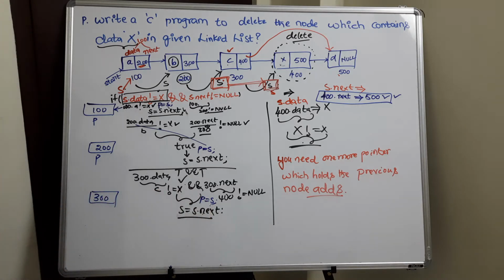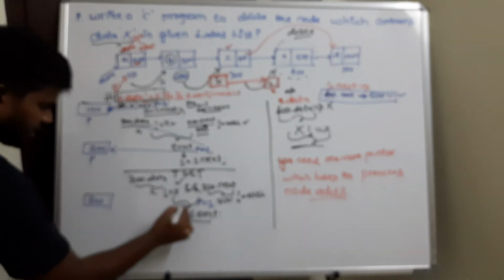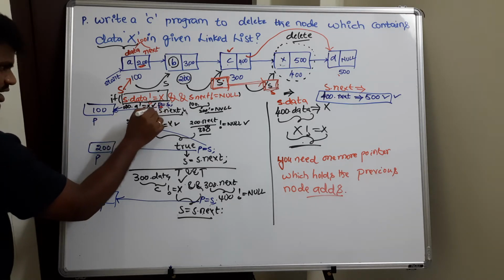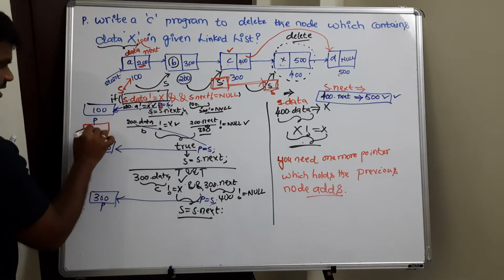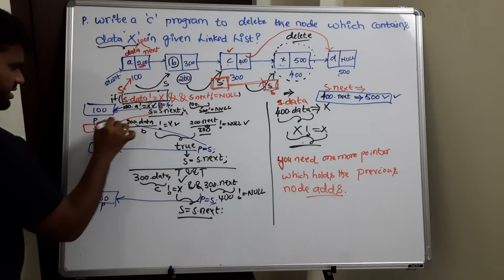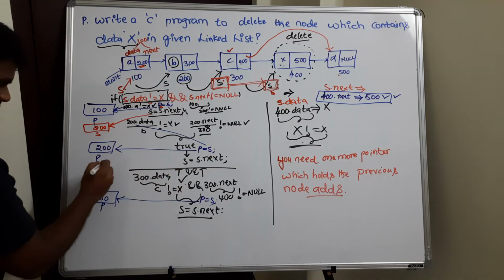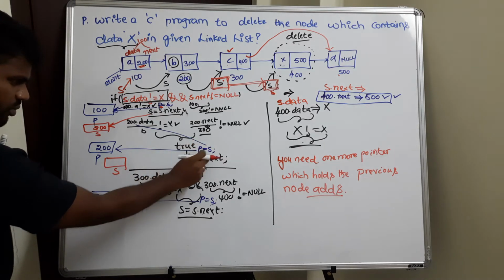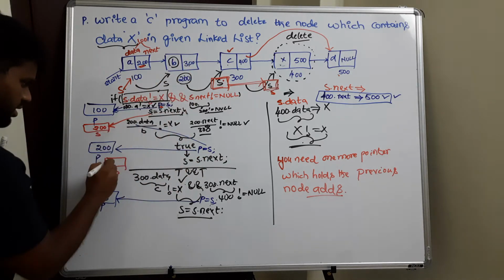S is 300, right? See this step, you can see that this step and this step, this is P. What is your S here? Once this step is done, you are moving your S. S is S equal to S next. What is S next? That is 200. Again, you allocated S value to P, and once you allocated this S value to P, you are moving next. What is S next? S is 200. What is 200 next? That is 300.